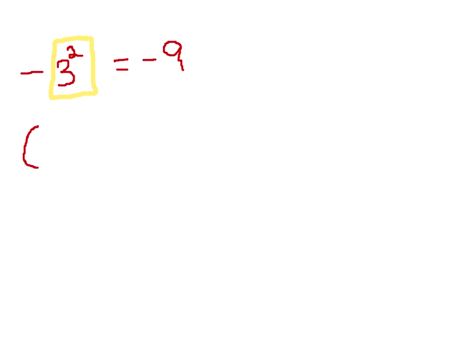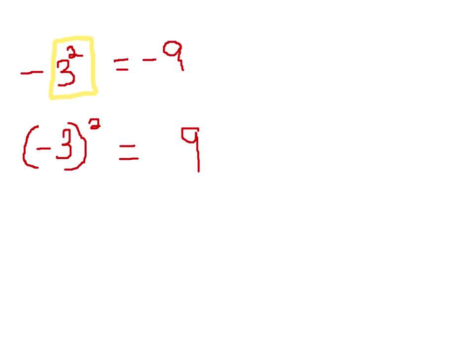Now, if you're looking at it and it's in parentheses and it's a -3, and it's being squared, this is different. This square is over the 3 and the negative sign, because parentheses means include all. So this is the same as -3 times -3, and this would give you your +9.